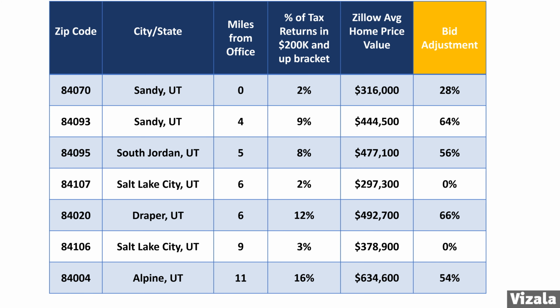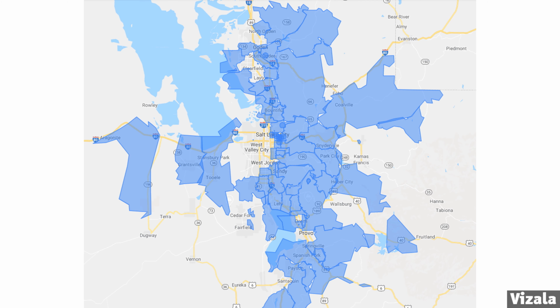The bid adjustment column determines how much we will spend in any zip code. Obviously, the closer and more affluent a zip code is, the more aggressively we will target the area. Our coverage map provides an overview of targeted areas.